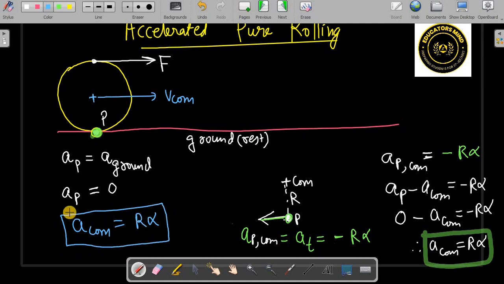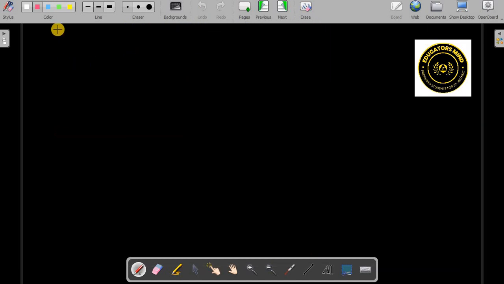So definitely here friction is going to act, and how does the friction act? That's what we have to understand in this accelerated pure rolling. Let us say you don't know. Let us say the surface is very smooth and this force has acted upon it. Let's consider this diagram again to understand it properly.